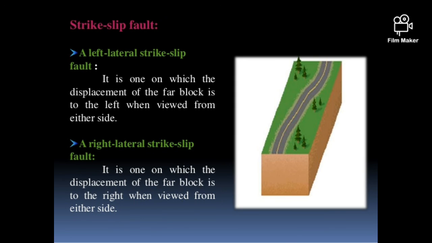Strike-slip fault. A left lateral strike-slip fault is one on which the displacement of the far block is to the left when viewed from either side. A right lateral strike-slip fault is one on which the displacement of the far block is to the right when viewed from either side.